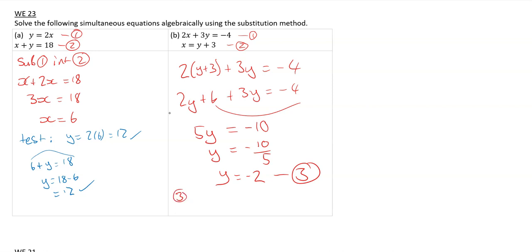So 3 into 2. Why do I do all this labeling? Because it's so much easier to follow, especially when someone's marking. And if your marker can follow what you're doing, then they are going to be happy with you and likely be kind, unless it's all completely wrong, then it doesn't make a difference. Okay, 3 into 2, so equation 2, x equals, now instead of writing y, I'm going to write negative 2, because that's what y equals, negative 2 plus 3, and so x clearly equals 1, and that's my solution.